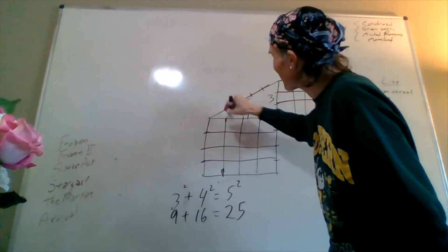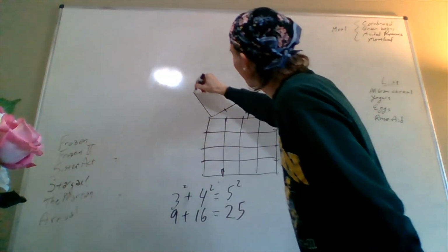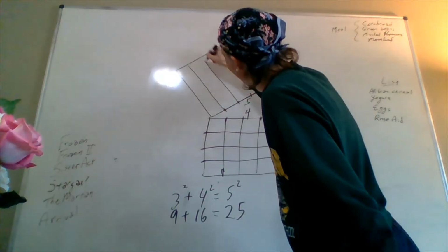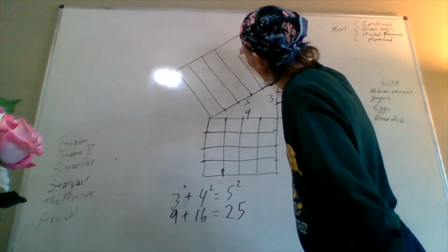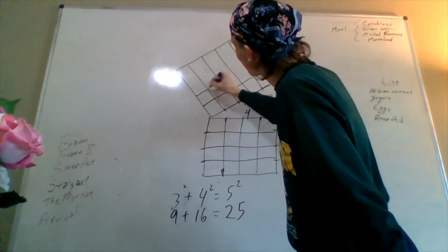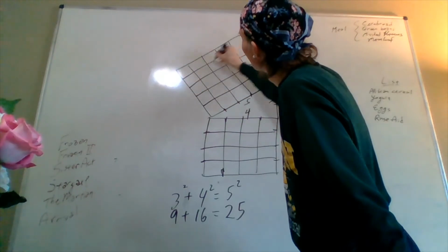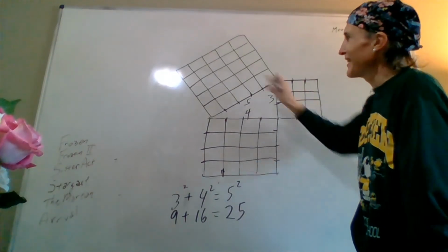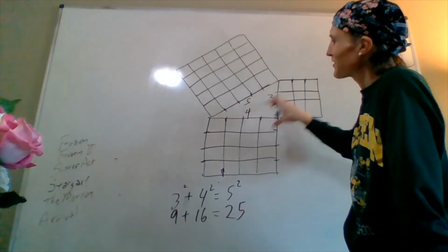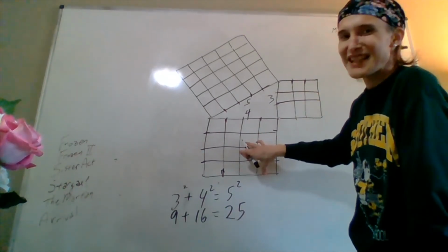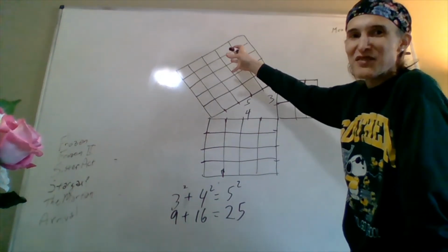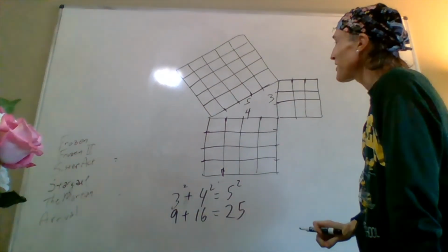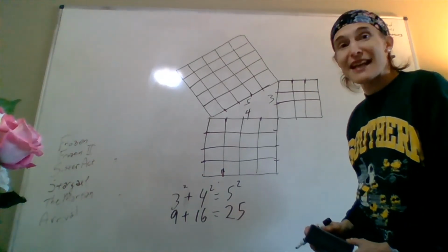And over here, if I square the 5 side, I would literally have a square that's a length of 5 on each side. And so I have 5 by 5, 25 squares in my square. So literally 3 squared plus 4 squared, 9 squares plus 16 squares, does equal 25 squares, which is 5 squared. Isn't that nifty?